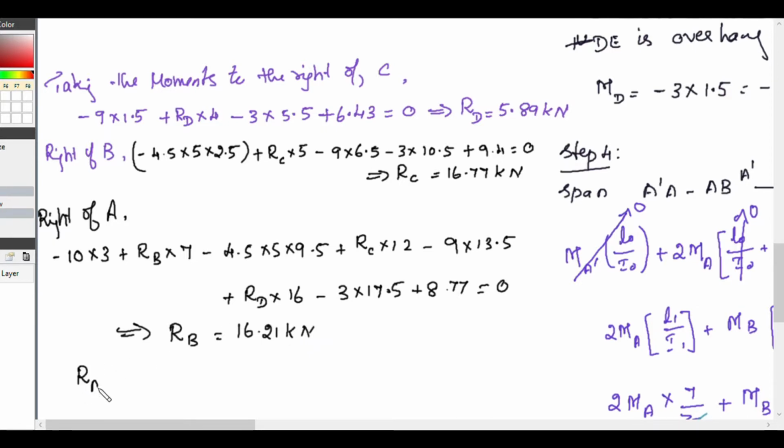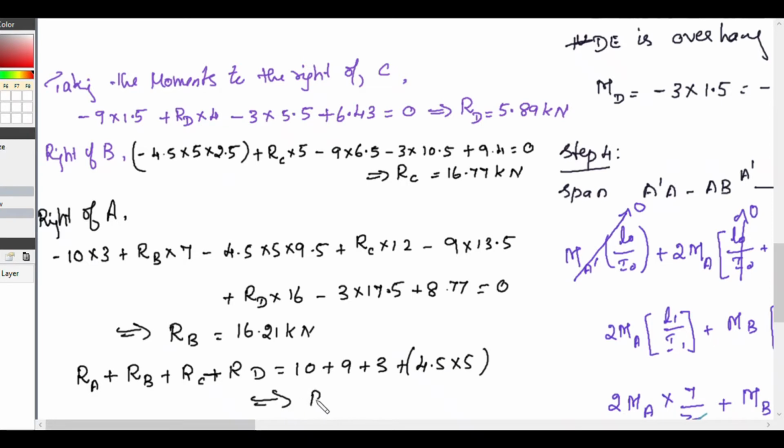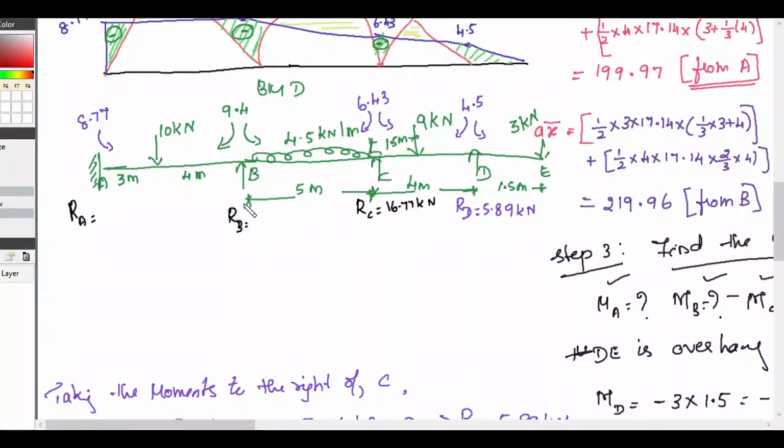Now we know upward reactions is equal to downward loads. So RA plus RB plus RC plus RD is equal to 10 plus 9 plus 3 plus 4.5 into 5. So from this we get RA is equal to 5.63 kilonewton. So RB is equal to 16.21 kilonewton and RA is equal to 5.63 kilonewton. Now we will draw the shear force diagram.